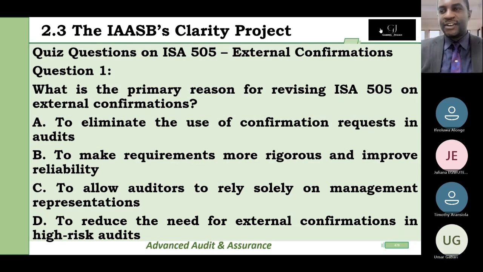What is the primary reason for revising ISA 505 external confirmation? A, to eliminate the use of confirmation requests in audits. B, to make requirements more rigorous and improve reliability. C, to allow auditors to rely solely on management representations. D, to reduce the need for external confirmation. Okay, J is picking B.